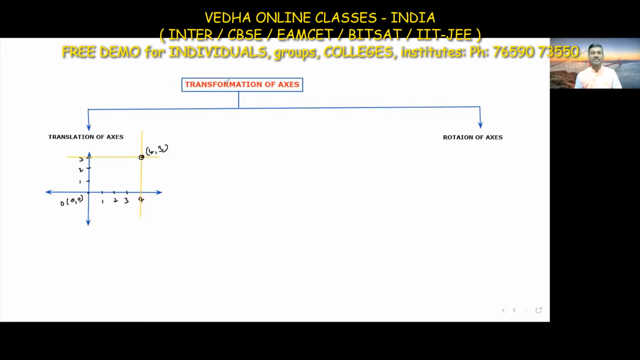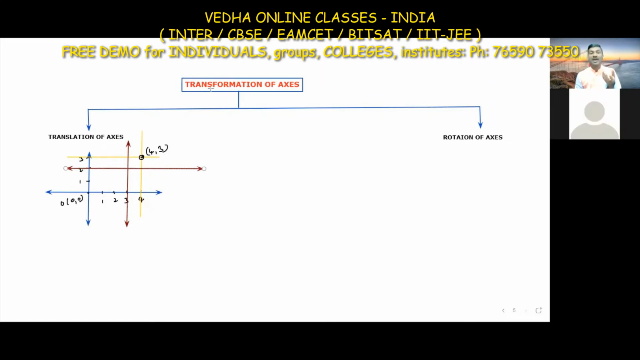Now I am shifting the origin from this place to another place, that is 3 comma 2. So I am shifting the origin to 3 comma 2, meaning the x is equal to 3 line and the y is equal to 2 line. Now in the new coordinate system, we have a change in these points. We can represent the points as 1, 2, 3, and 1, 2 like this.